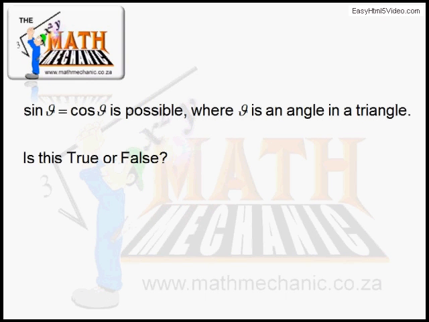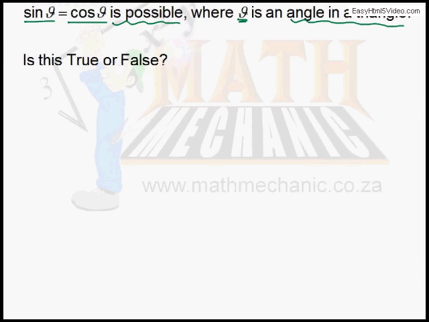The statement that we have is that sine theta is equal to cos theta is definitely possible if theta is an angle in a triangle. Is this true or false? So what we need to do is to take a look at that expression and convert it using trigonometric identities into an equation that we can solve for theta to see whether theta is a possible angle in a triangle.